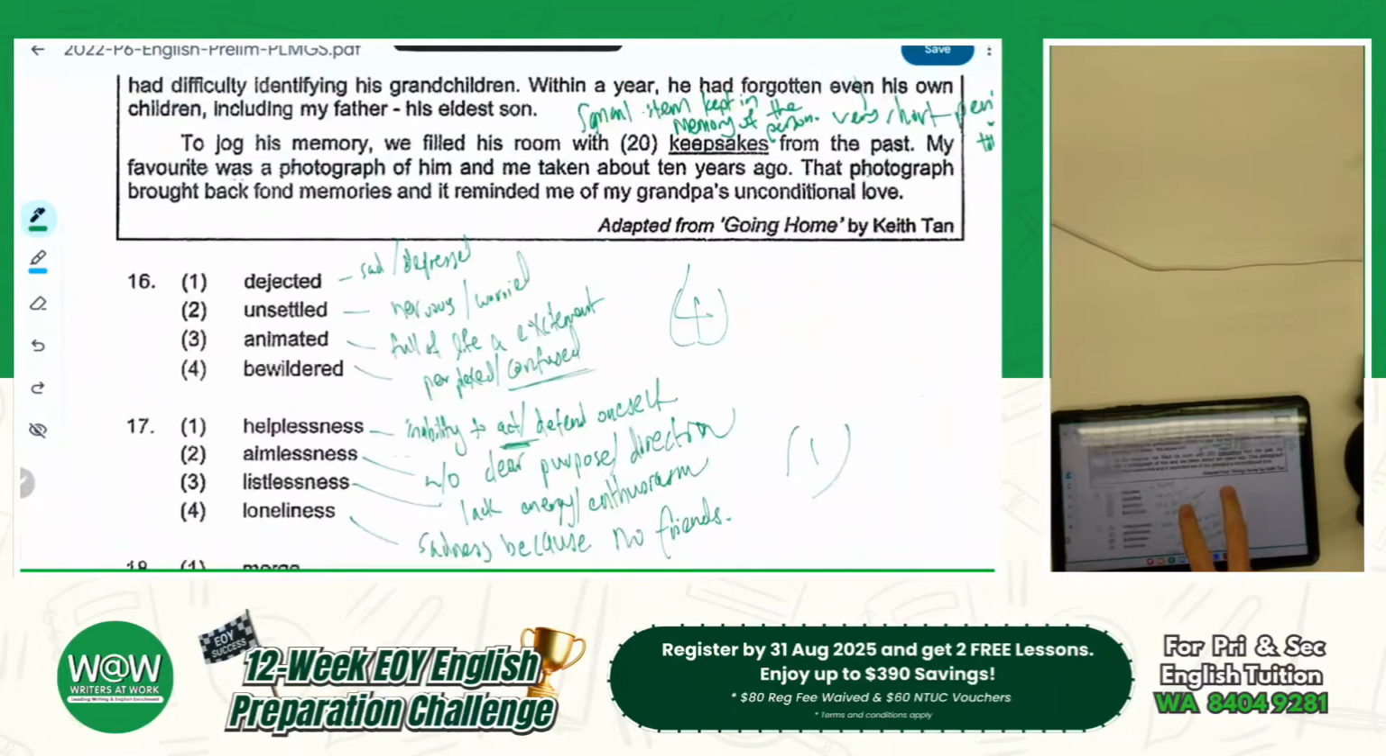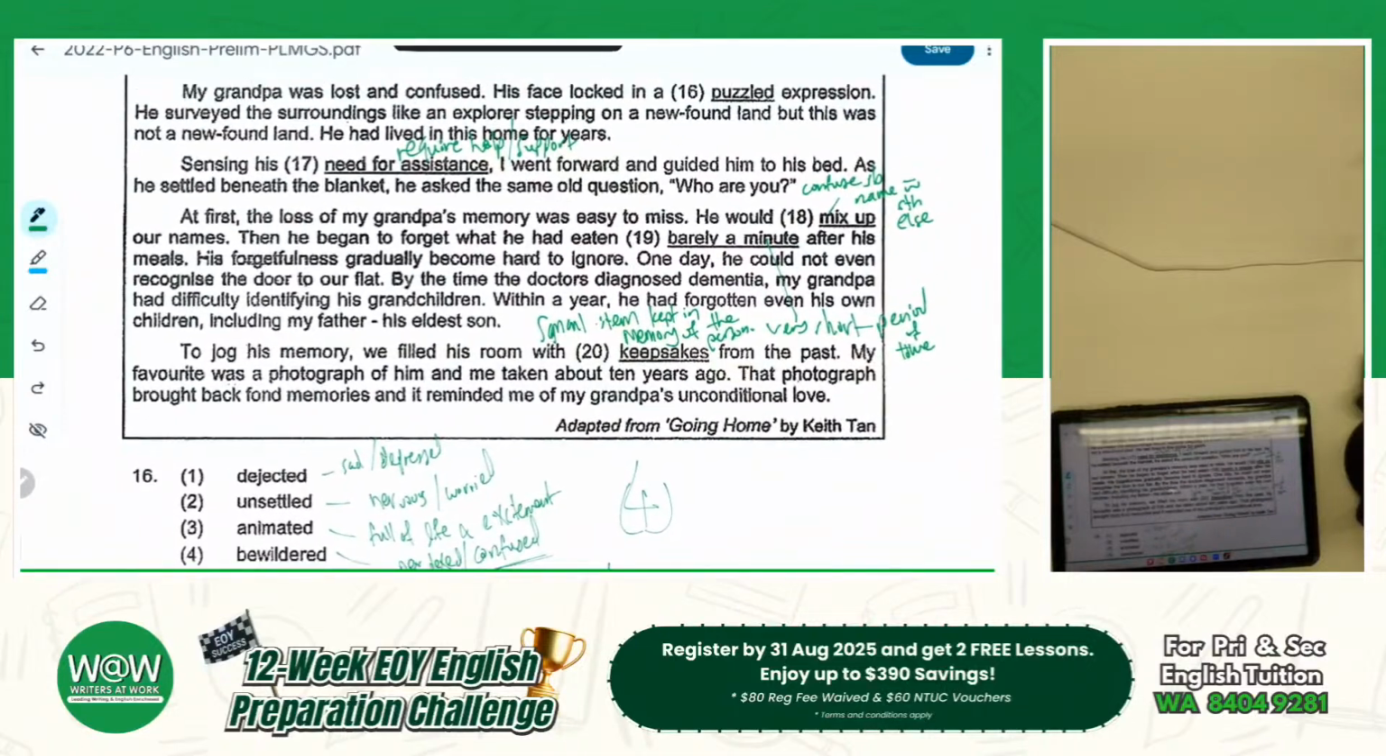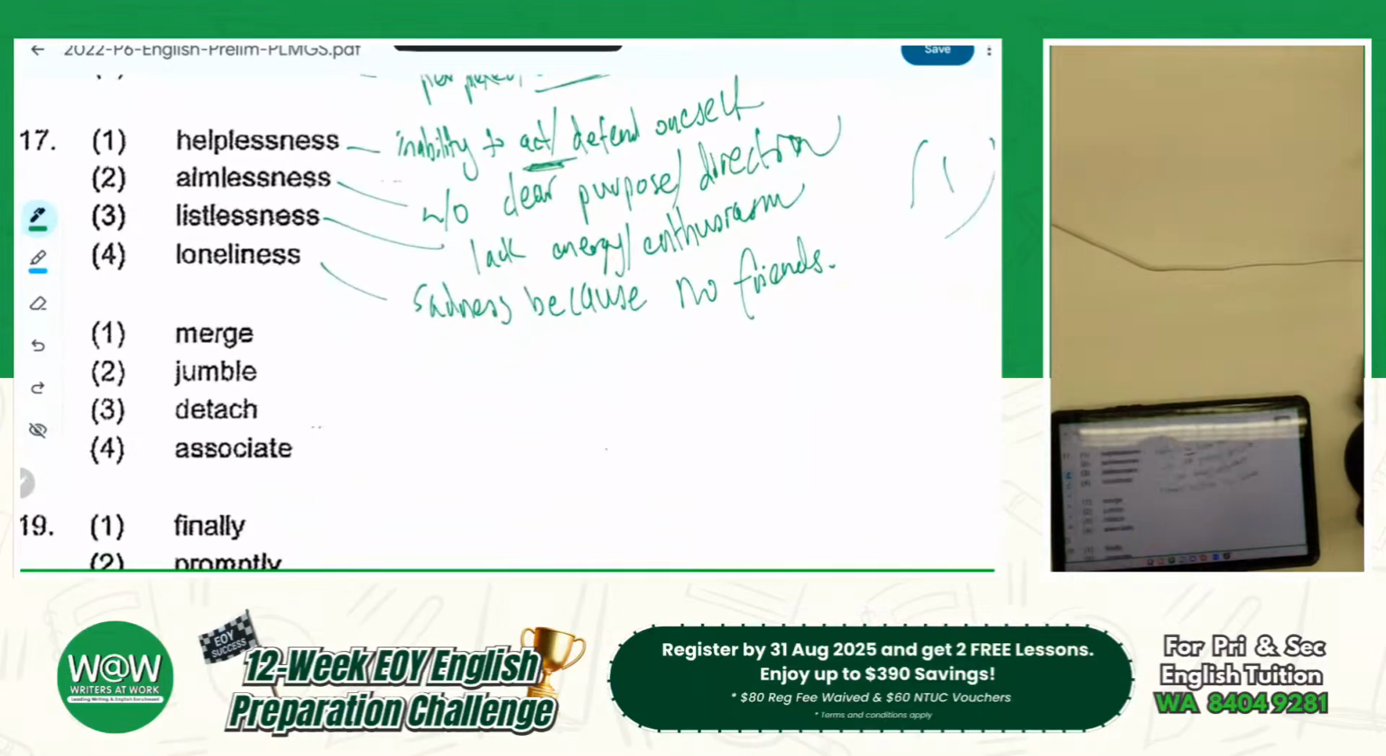Now moving on, look at number 18 now. He will mix up our names. So basically he's confusing person A's name with person B and so on and so forth. So looking at the options, the first one is merge. Merge means you combine to form a single entity.